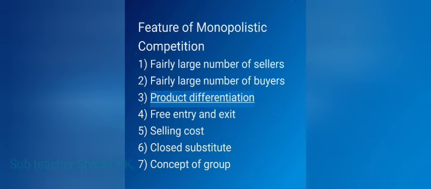Product differentiation may take the form of brand name, trademark, peculiarity of package or container, shape, quality, color, design, etc. This means that the product of a firm may find close substitutes and its cross elasticity of demand is very high. For example, mobile handsets, cold drinks, etc.